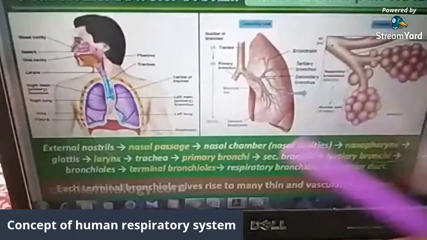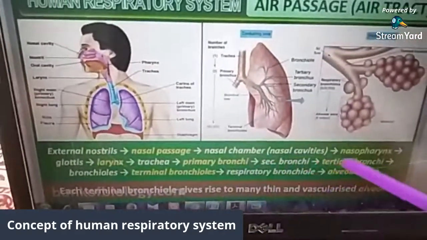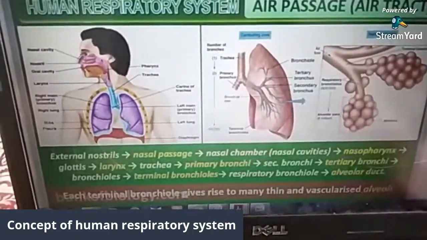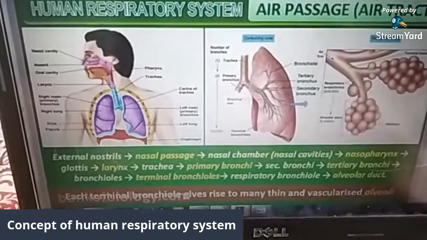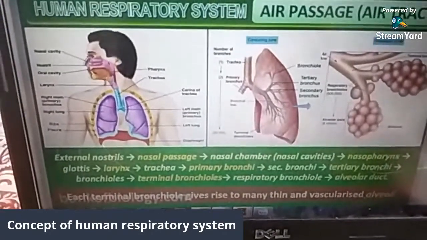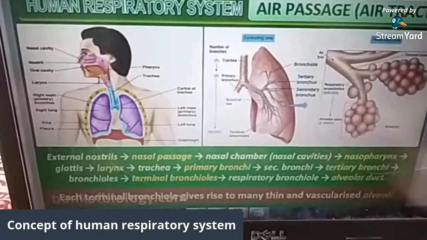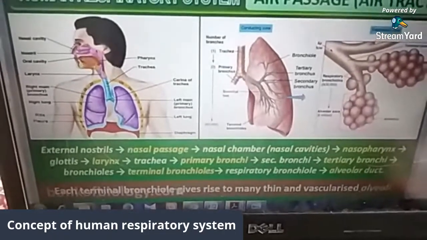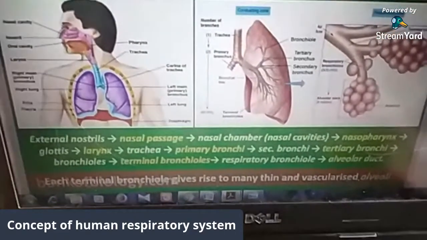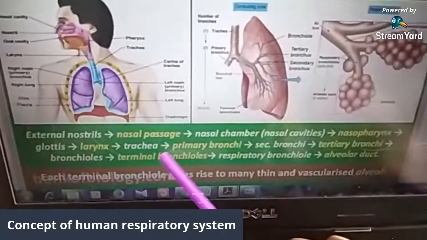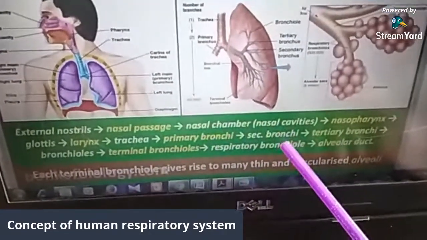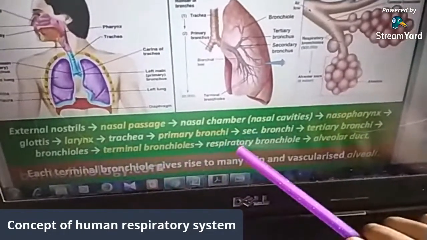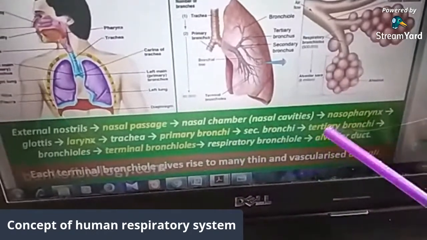Next part is this pathway. For your exam, this pathway is very important. Clear? So first, air is transported by the external nostril. Then nasal passage, then nasal chamber, then nasopharynx, then glottis, then larynx, then trachea, then primary bronchi, then secondary bronchi, then tertiary bronchi, then bronchioles, then terminal bronchioles, then respiratory bronchiole, and then the alveolar duct.